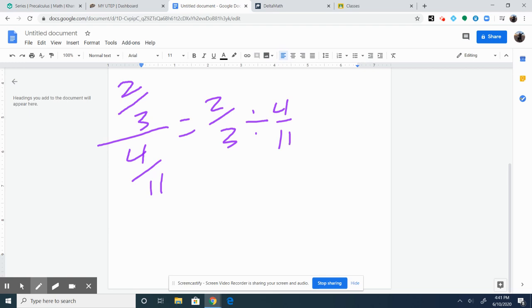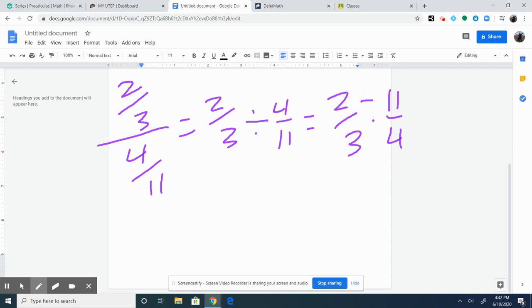Now, to actually divide this, we need to turn it into a multiplication problem. And to do that, we are going to change the second fraction and multiply by the reciprocal. The reciprocal means that all we're going to do is just flip the second fraction. The reciprocal of 4 over 11 is 11 over 4.